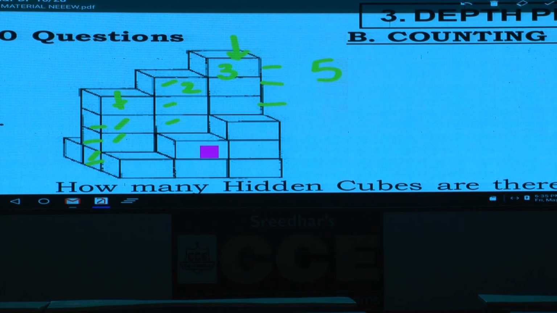Then coming to the bottom, how many are there? 3 into 3, 9. Among these, how many were visible? 5 are visible. How many are invisible? 4 are invisible at the bottom. Among these 4 invisible, one is already counted here and one is already counted here, isn't it? Hence 4 minus 2, that is 2 will be the answer. 5 plus 2 is 7.